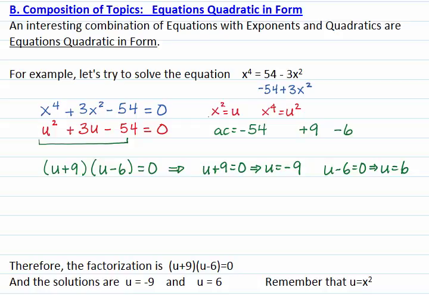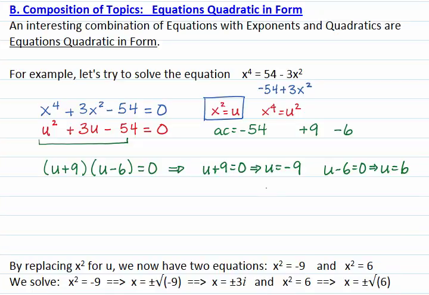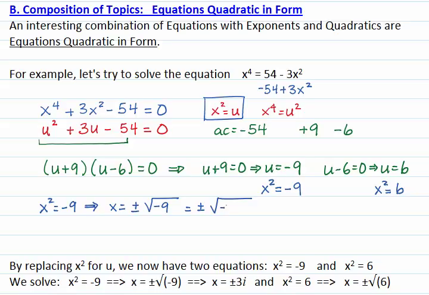Now remember that u is x squared. If we replace u with x squared, we have two equations, x squared equals negative 9 and x squared equals 6. We can solve this the way we learned to solve equations with exponents. x squared equals negative 9 means that x is equal to plus or minus the square root of negative 9, which is plus or minus the square root of negative 1 times 9, which is plus or minus 3i. x squared equals 6 means x equals plus or minus the square root of 6.